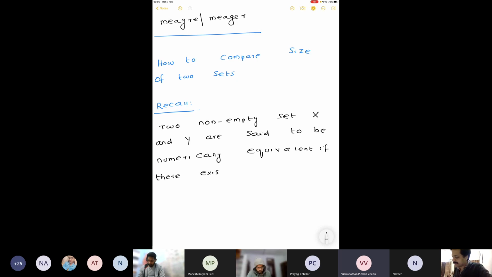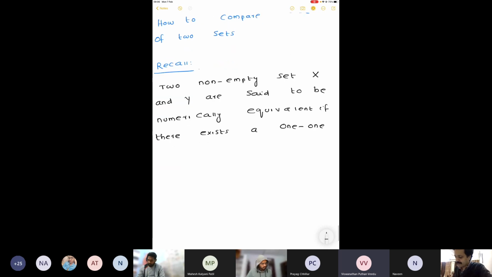If there exists a 1-1 mapping of x onto y, not into, onto y, then we say x and y are numerically equivalent. Suppose you have x and y as non-empty finite sets, then this can happen only when the number of elements in x is equal to the number of elements in y. Yes or no? Yes, sir. So numerical equivalence is something like keeping track of the number of elements.